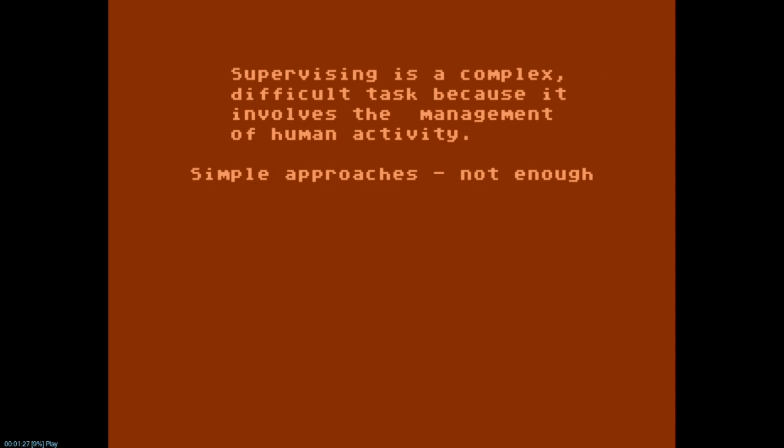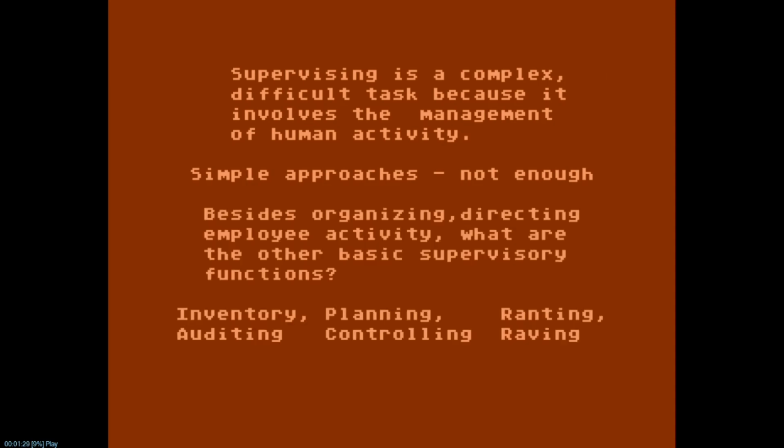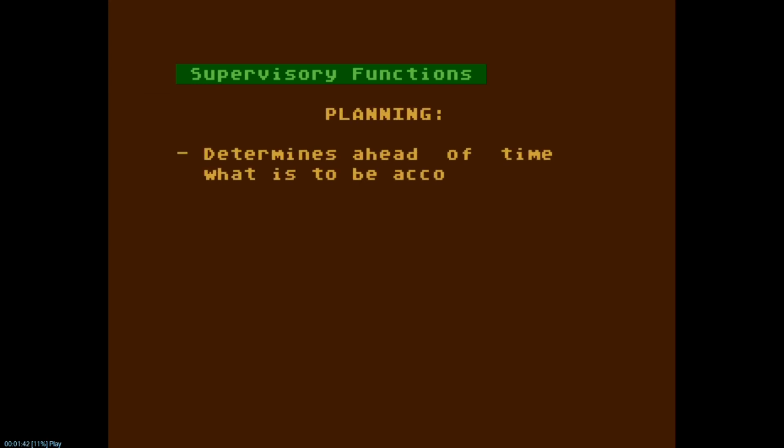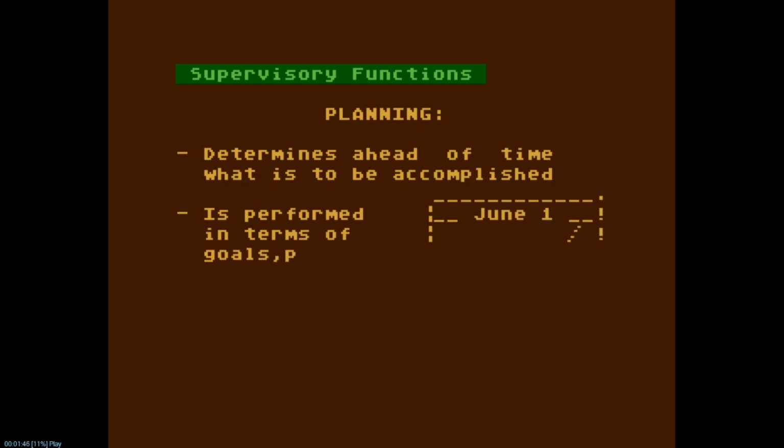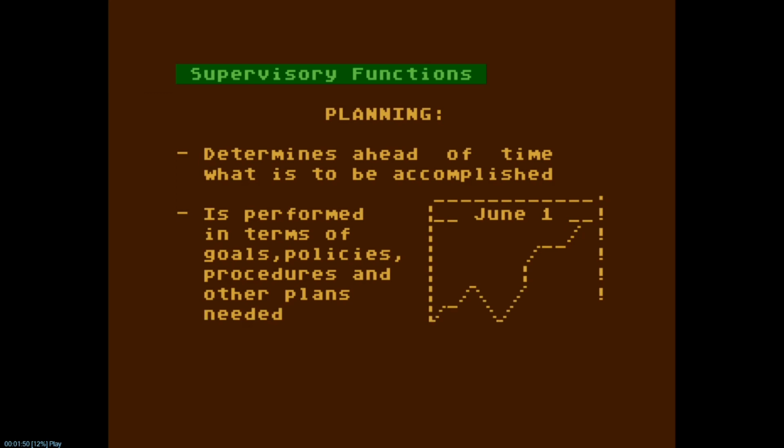Besides organizing and directing employee activity, what are the other basic supervisory functions? Although all of the primary supervisory functions will be discussed throughout the course, their basic meaning should be defined. Planning is the function which determines ahead of time what is to be accomplished. This is performed in terms of the goals, policies, and procedures and other plans needed to attain the desired objective.